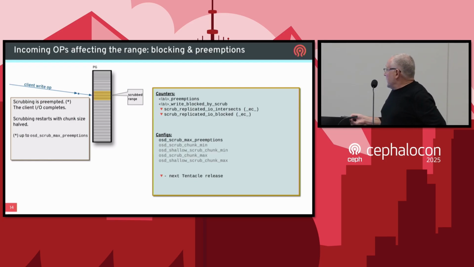So, counters. The number of preemptions. You have a counter for write blocked by scrub. And you have new counters, scrub IO intersects and IO blocked. These will be in the next Tentacle release. The replicated or EC, yeah? We have both sets. Configs. The only config here is the OSD scrub max preemption and the two min parameters which limit the effect of preemptions which you might want to change. Okay.